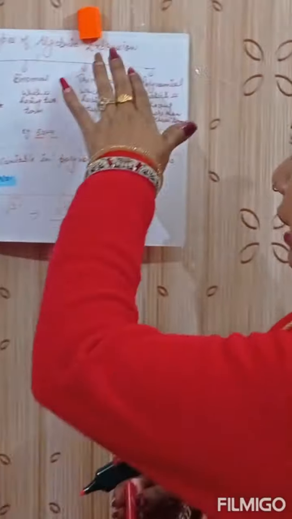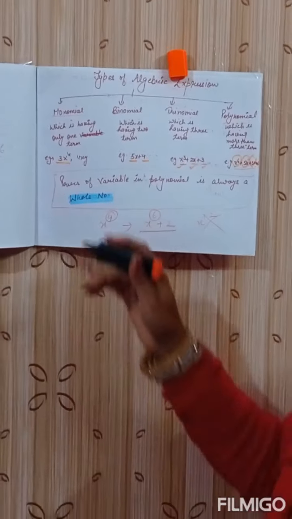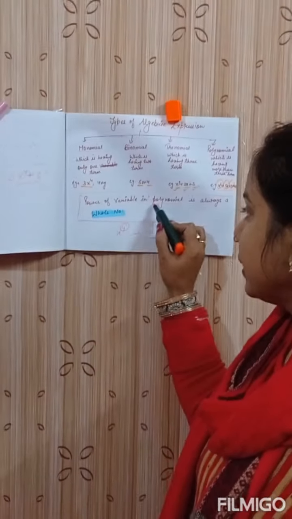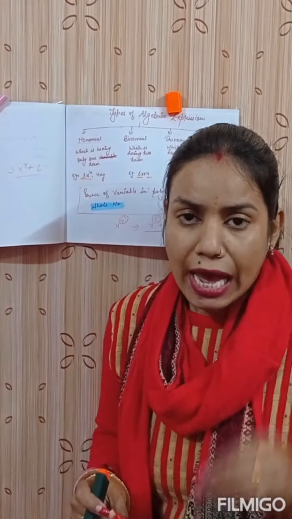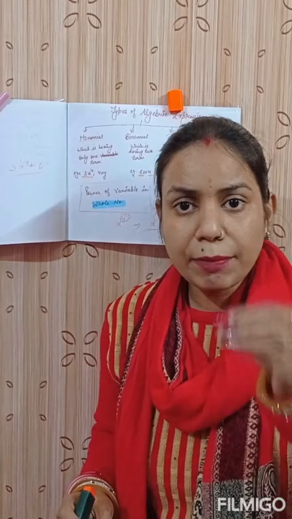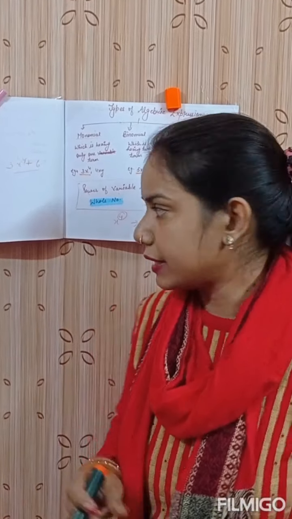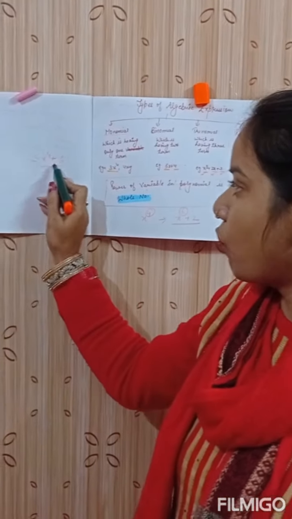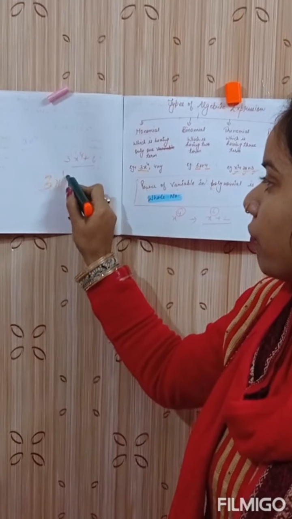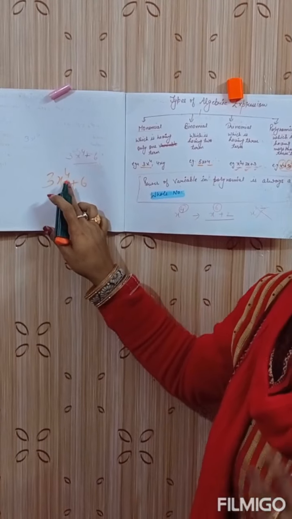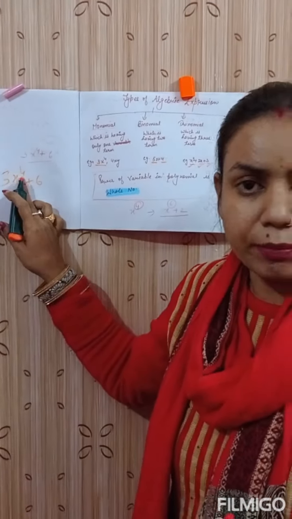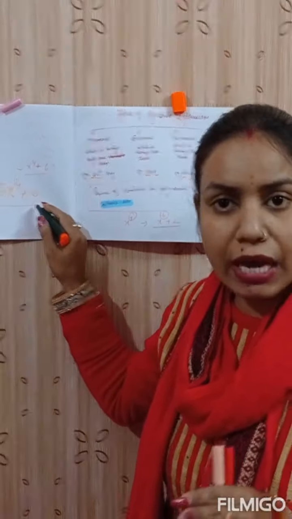And polynomials have one condition, that is the power of the variable in a polynomial is always a whole number. Any expression in which the power is a whole number, for example 3x power 4 plus 6. Here the power of the variable is 4, that is a whole number. So we can say that this is a polynomial.